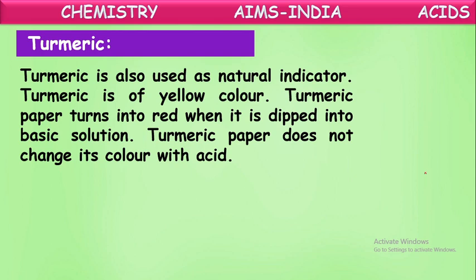When turmeric is mixed with bases, its color immediately changes to red. When it is mixed with acids, it won't show any color change, but it can show color change with bases.